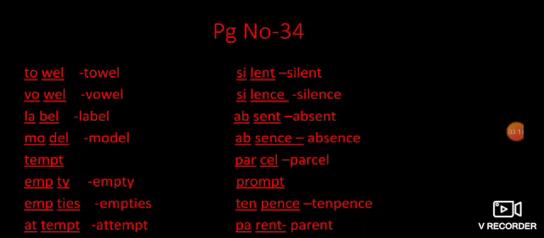Attempt means trial. Attempt means trial or effort to do something, to finish some work. That is called attempt. Then silent. S-I, I is sounded here as I. S-I, lent, L-E-N-T, silent. Silent is an adjective.